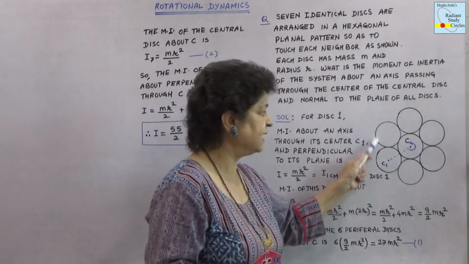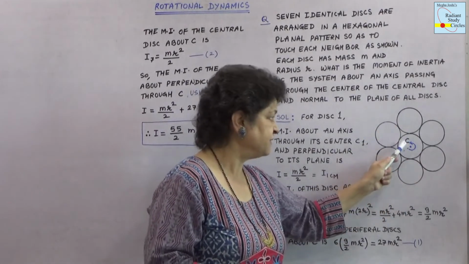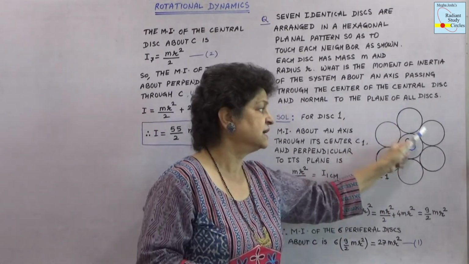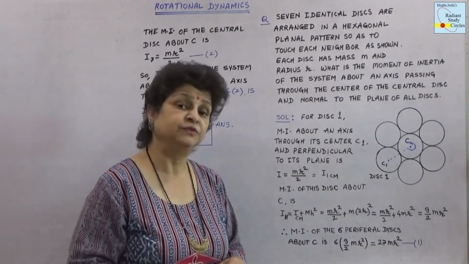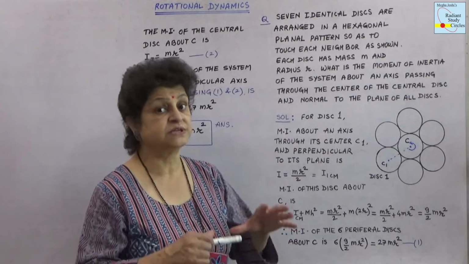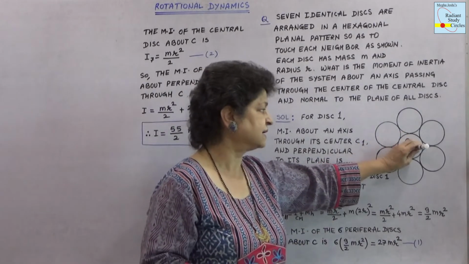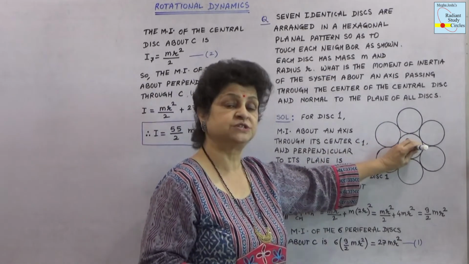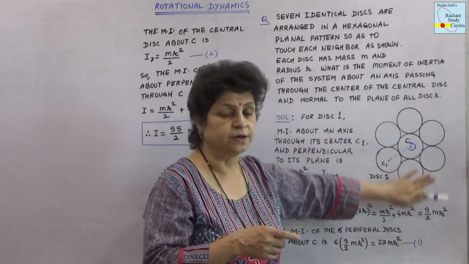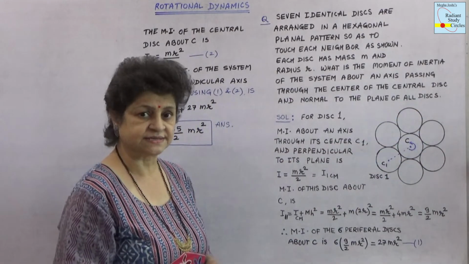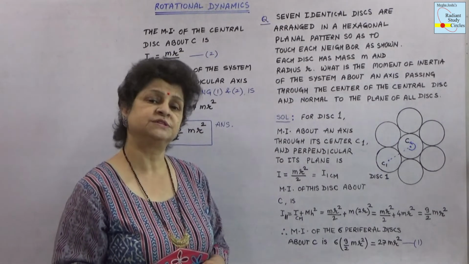So here we are having 7 disks, the one in the center and 6 touching each other around that central disk. We want to find moment of inertia of this system about an axis which is passing through C, the center of the central disk, and perpendicular to the plane of all these disks. How to approach this question?